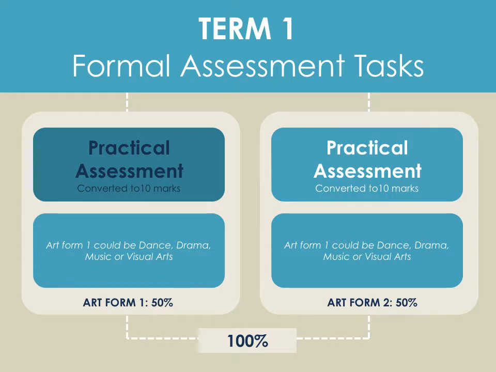Now let's have a look at what are the formal assessment tasks and how do we calculate these every term. Now each term you're going to have 2 art forms that you are including in the formal assessment, and you'll notice there's a practical assessment for the one art form and a practical assessment for the other art form. Each of these together form 100% of the marks, balanced 50 and 50.